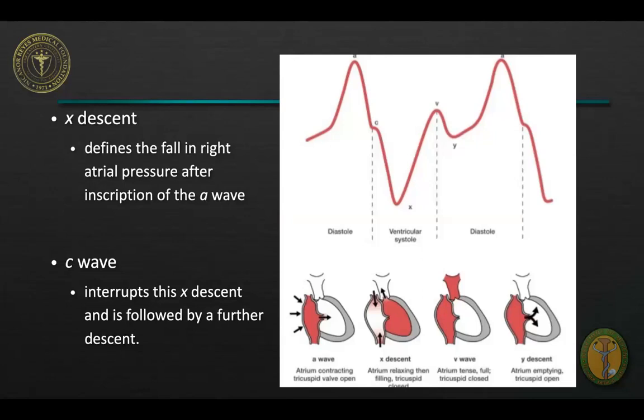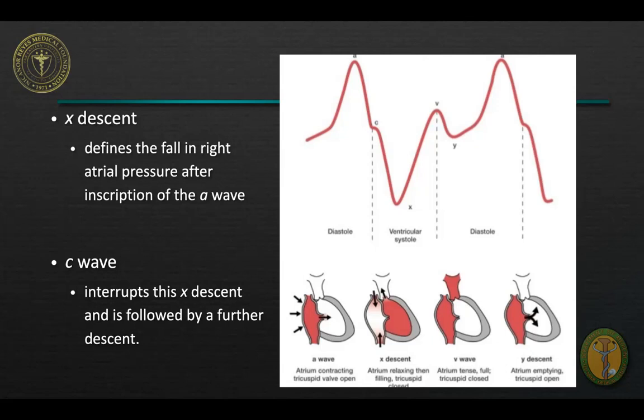After the A wave is the X descent. So after atrial contraction, there will now be a release of blood to the right ventricle. When there is relaxation of the atrium, there will be backflow of blood from the jugular vein going back to the right atrium. So there will be a decrease in the pressure, and at the same time, blood flows into the right ventricle, and this causes the pressure to go down, creating the X descent.